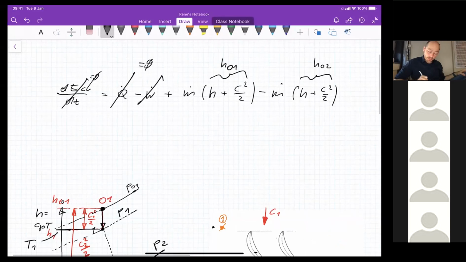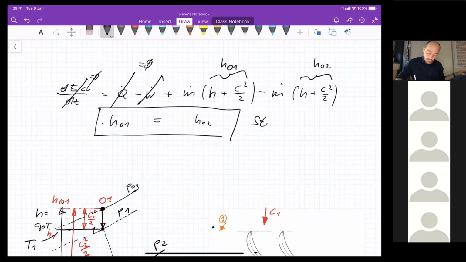Then the equation that remains here is the mass flow rate times H01 equals mass flow rate times H02. Since the mass flow rate is the same at the inlet and the outlet, we have mass conservation. We can simply say that H1 equals H2. Stator only.